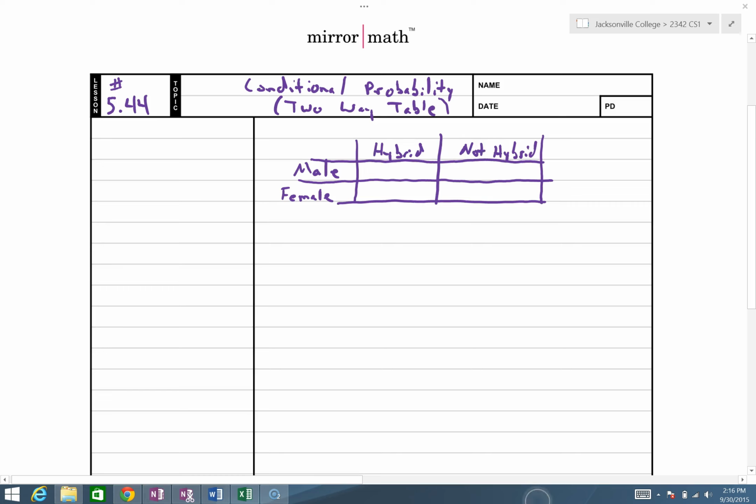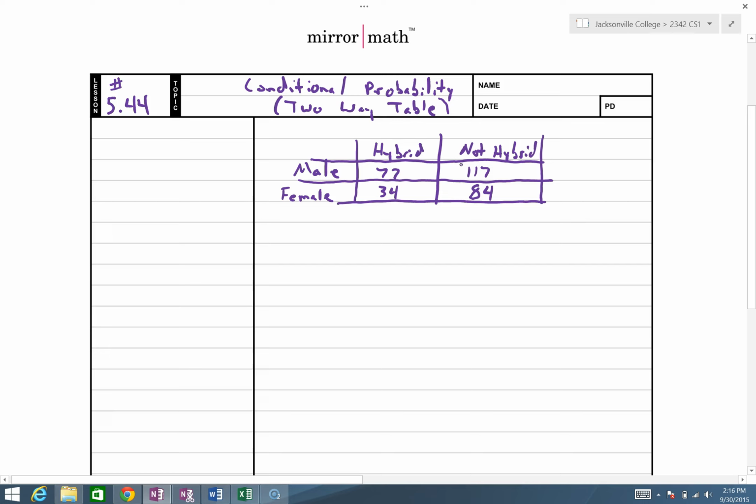It says that there are 77 men who own hybrids in this sample, and 117 of these men do not own hybrids. And 34 women own hybrids and 83 women do not own hybrids. One important note about these two-way tables is that none of these cells overlap. That is, nobody can appear in two of them. We're assuming, I suppose, that you only own one vehicle.